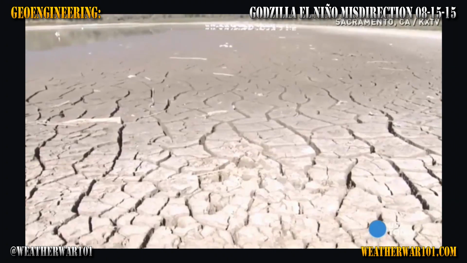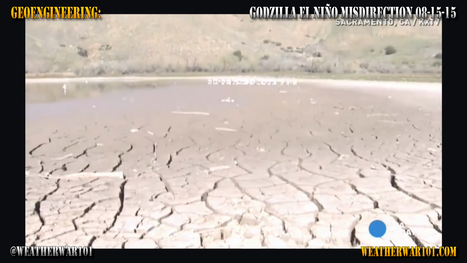The major reservoirs that are responsible for water supply for the state are located in Northern California, and that's where we need the heavy precip to really help with the drought impacts that we're seeing across the state.